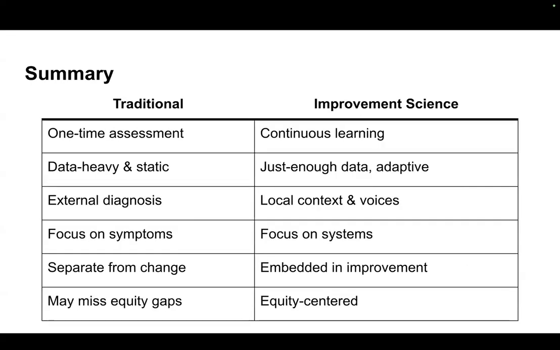So here's the summary at the end of this right now. Like I said, this is a little fast, but it is what it is. Traditional needs assessments, we do a one-time assessment. It's very data heavy and static, just a point in time. There's an external diagnosis, meaning someone outside this process is telling you that you need to do this. Focus on symptoms. It's not necessarily associated with the implementation, and you may miss some of the equity gaps. If we use improvement science, we're much more likely to do some continuous learning as we go along to adapt and adjust what we're doing.